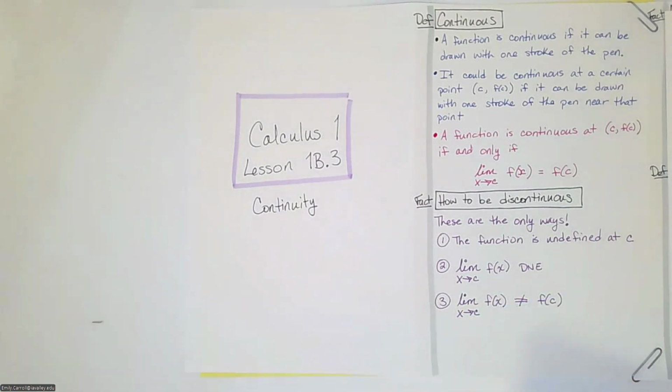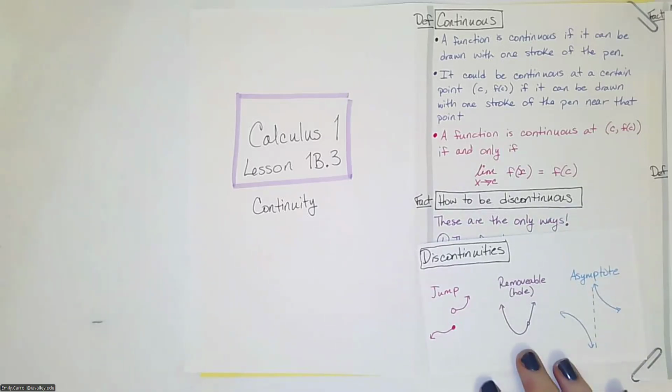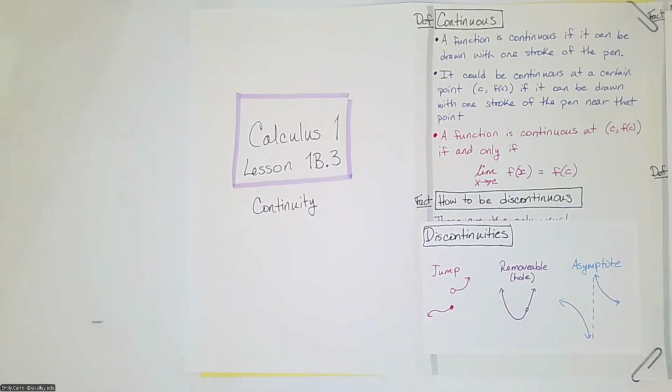Visually, the main ways to be discontinuous that we see in the problems that you typically work with in Calc 1 are your jump, your removable discontinuity, also known as a hole, or your asymptote. There could be other ways, but these are the main ones that you're going to see.